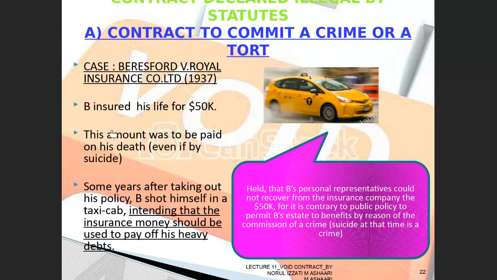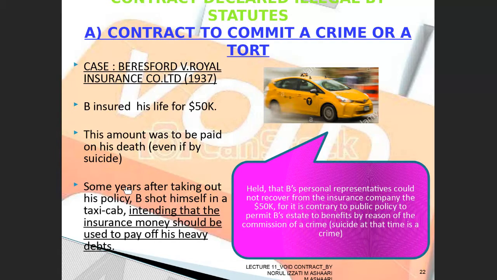Okay, in this case, B insured his life for 50,000, which is the amount that would be paid on his death. So in this case, consider the death by suicide. Some years after taking out the policy, in fact, after he took the policy, B shot himself in the taxi cab.